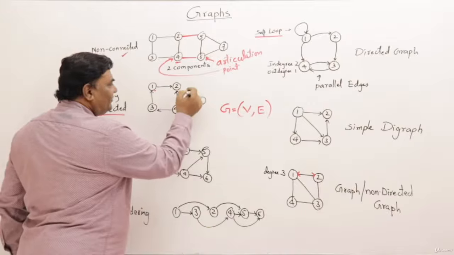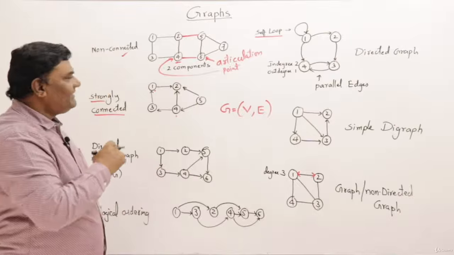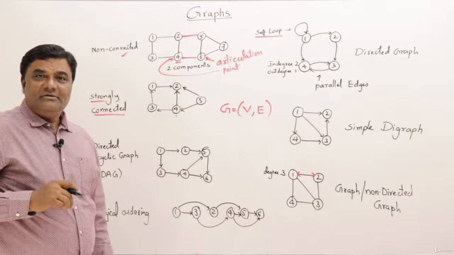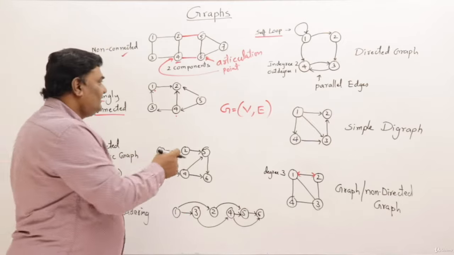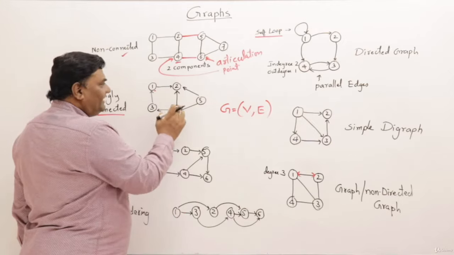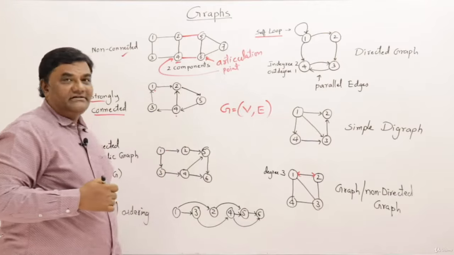Suppose this edge was in this direction, then we cannot reach 5, but it is connected graph only. It is connected, but it is not strongly connected because we cannot reach all vertices. From 1 if I start, I cannot go to 5. So when we have an edge like this, then it is strongly connected graph.